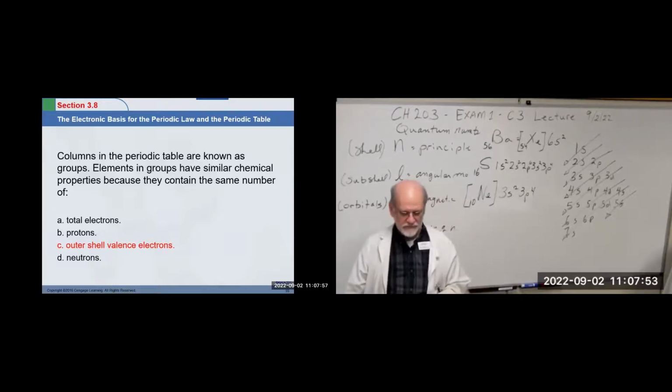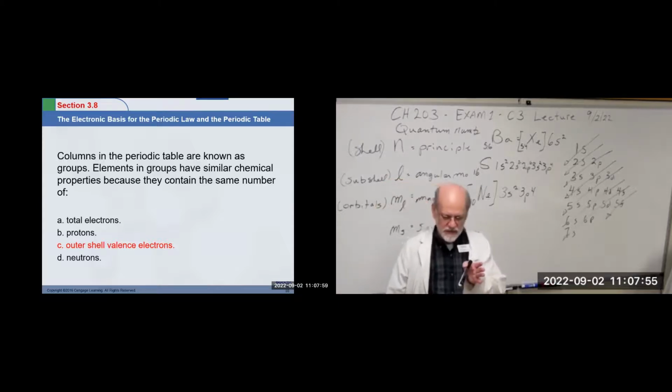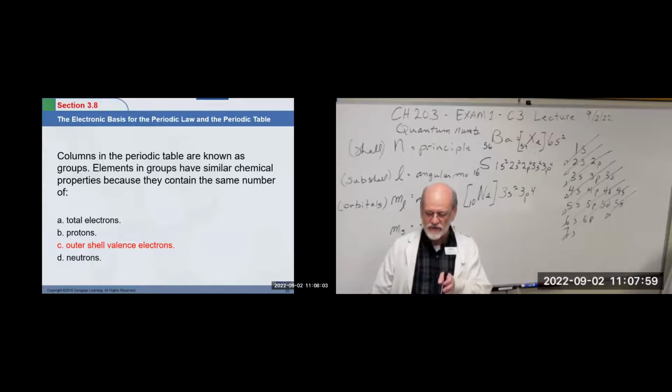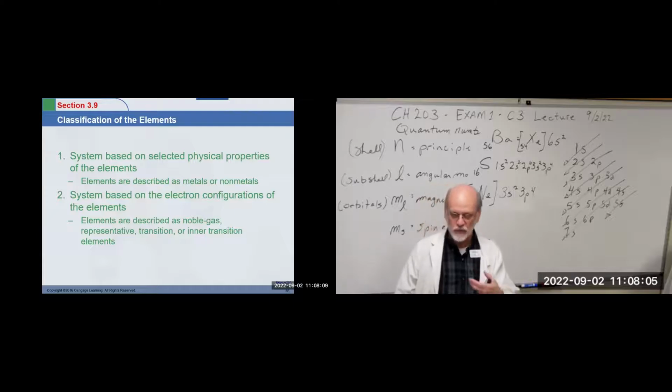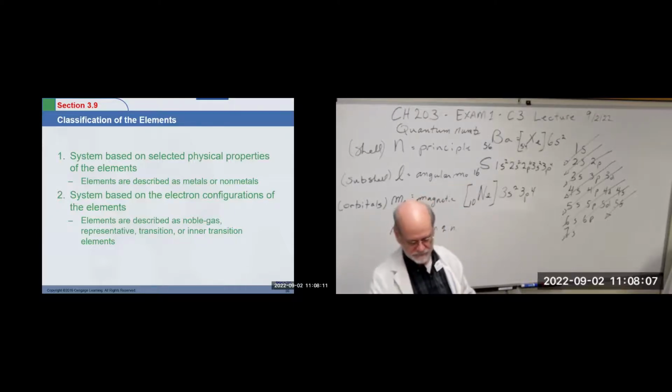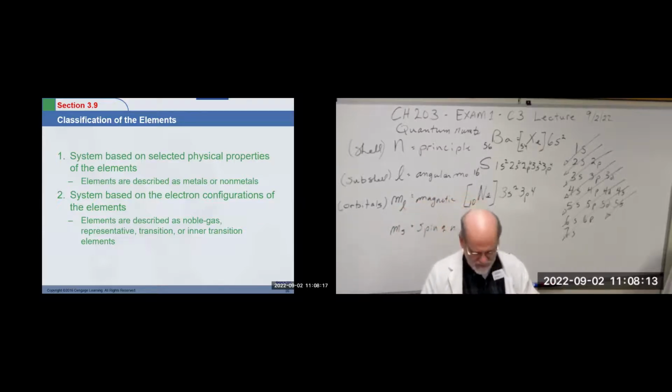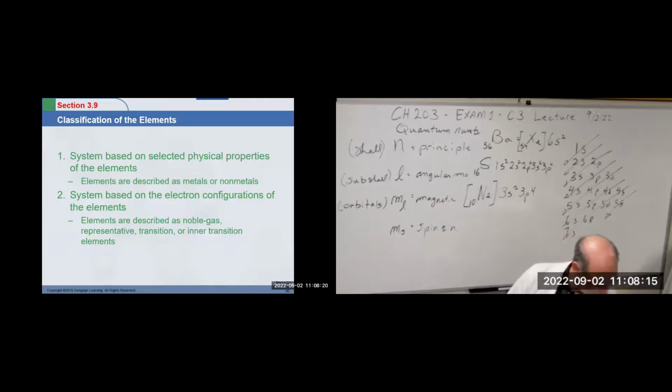So the columns, these groups, their chemical characteristics and properties are determined in that group by the number of outer shell, the valence electrons. That's what determines their reactivity. Okay, classification of the elements. We need to get into that.